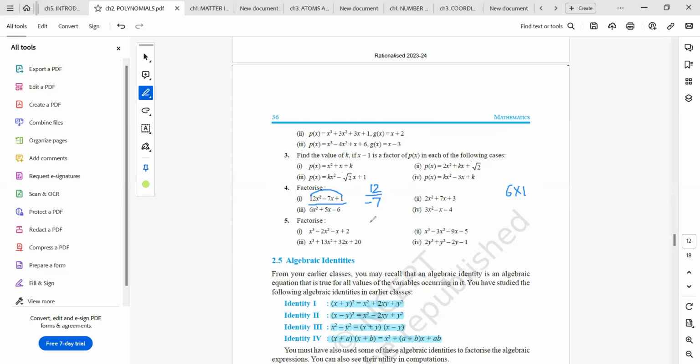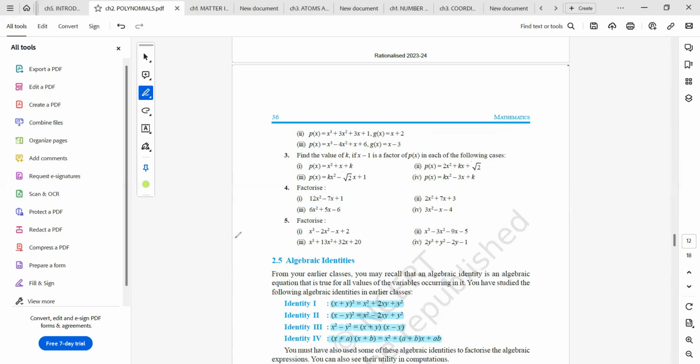4 3s are 12. Yes, you are right. So we can take minus 4 and minus 3. Minus 4 plus minus 3 is minus 7, and minus 4 into minus 3 is 12. So we will write this minus 7 as minus 4x minus 3x. So this is the way we can do. Clear? Yes, ma'am. Okay.